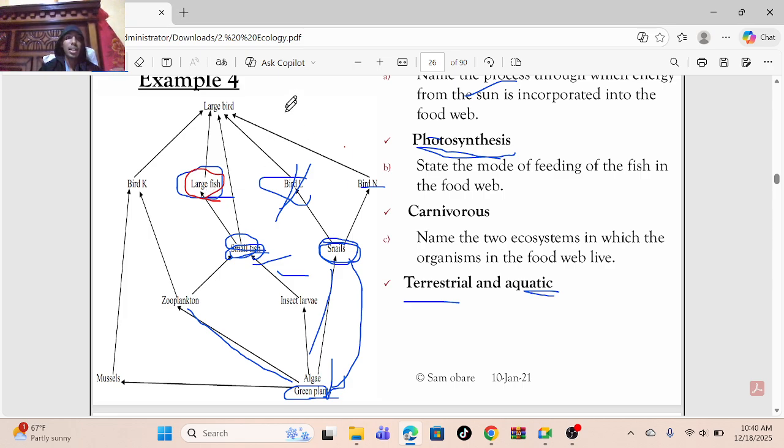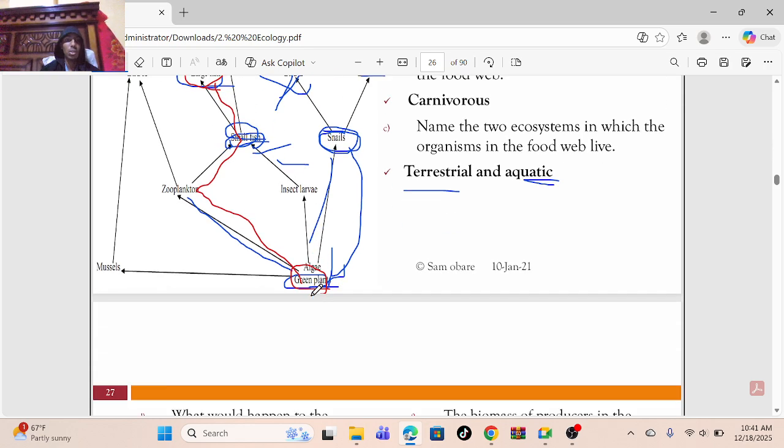Sasa ni primary producer, I mean primary, secondary, and tertiary. So what will happen? Primary ni hii, lazima tunaanza hapa. Then iko number 1, number 2, number 3, number 4. So itakuwaje? The algae or green plant, to zooplankton, to small fish, to large fish. So that will be like that.